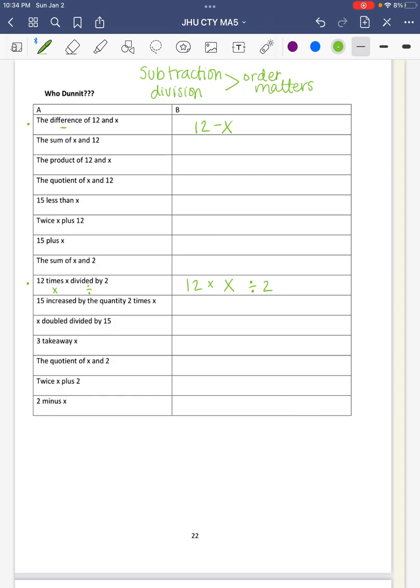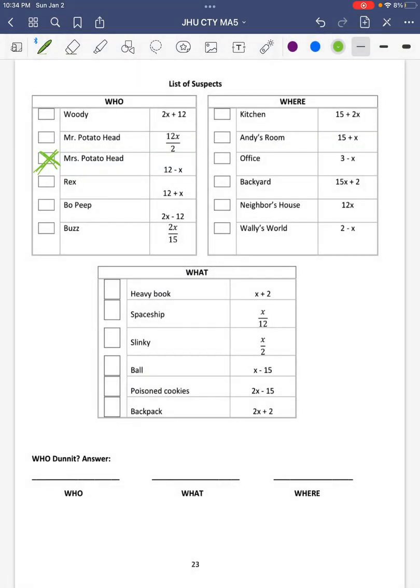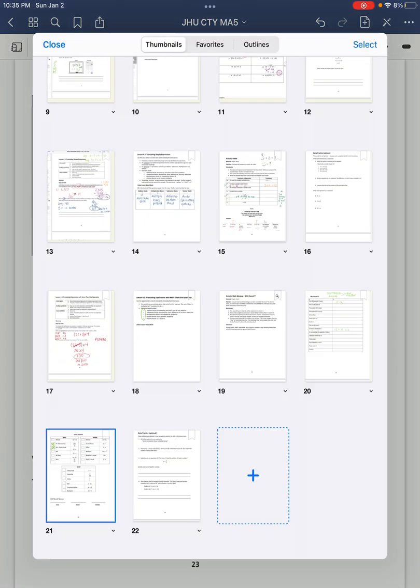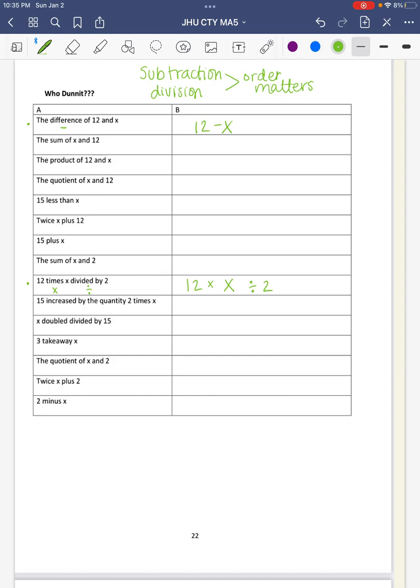That one, pretty simple. Let's go and look at this. So show me 12 times x divided by 2. 12 times x. Oh, here it is. Mr. Potato Head is in the clear. Okay. So I'm going to show you something. In my problem here, I wrote it like this.